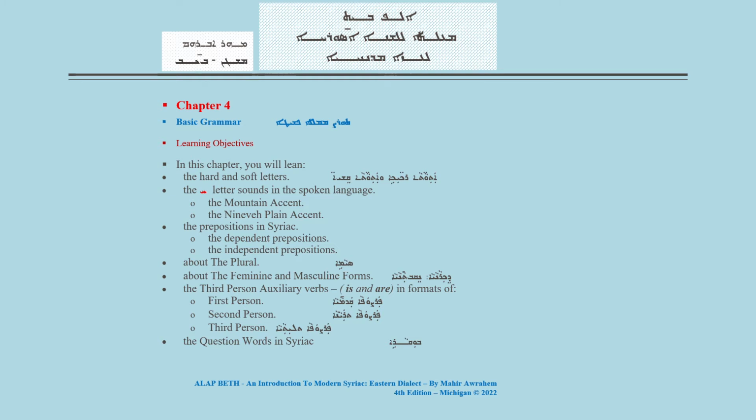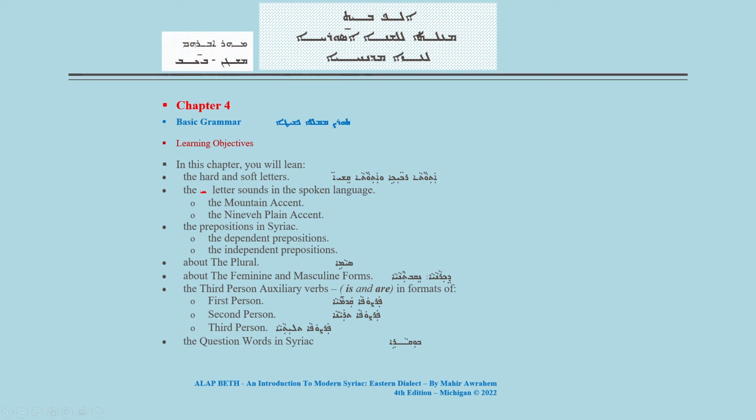And then we're going to cover in more detail the prepositions in Syriac. We're going to do the dependent prepositions and independent prepositions. We already learned that there are 4 letters acting as a preposition with a noun, and they give different meanings: Beth, Daleth, Waw, and Lameth. And we're going to know more about word prepositions.